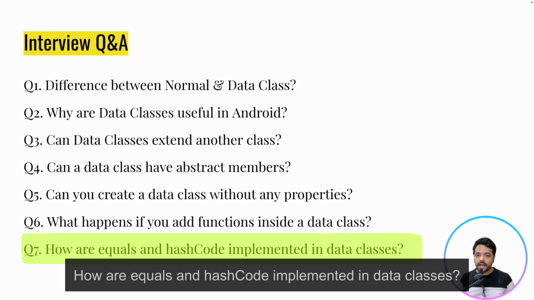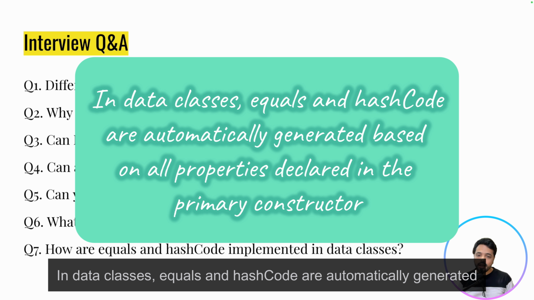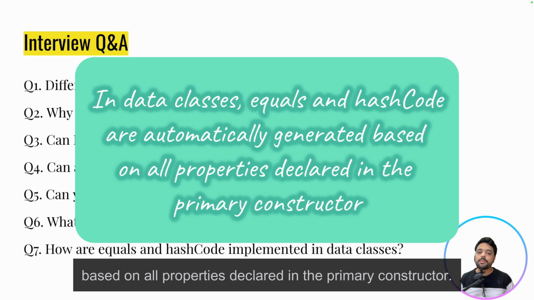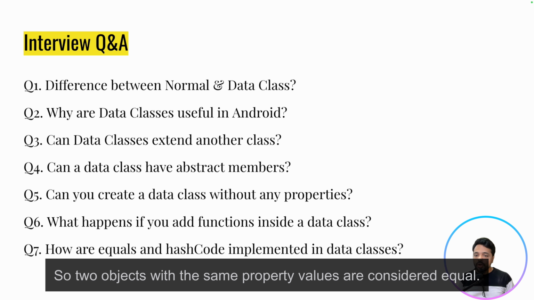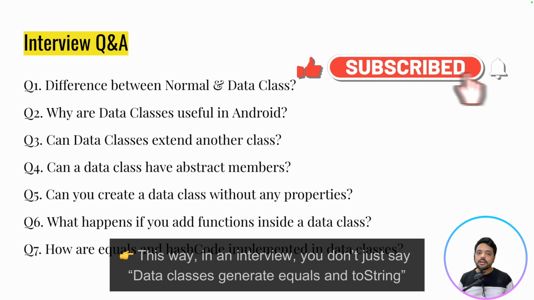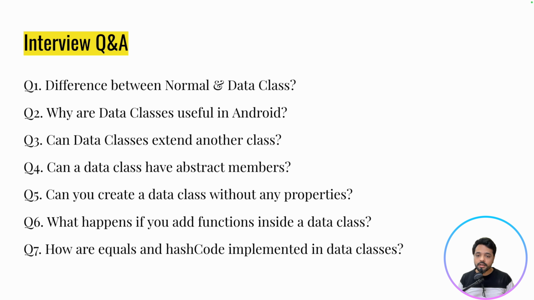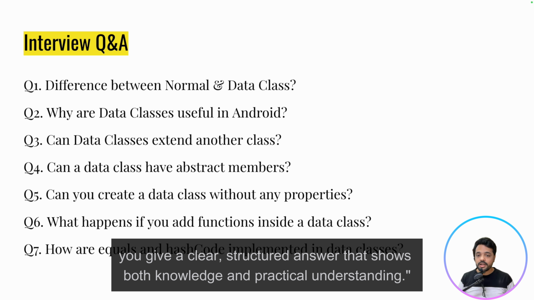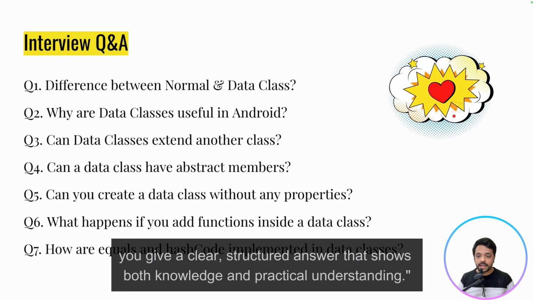How are equals and hashCode implemented in data classes? In data classes, equals and hashCode are automatically generated based on all properties declared in the primary constructor. So, two objects with the same property values are considered equal. This way, in an interview, you don't just say data classes generate equals and toString. You give a clear, structured answer that shows both knowledge and practical understanding.